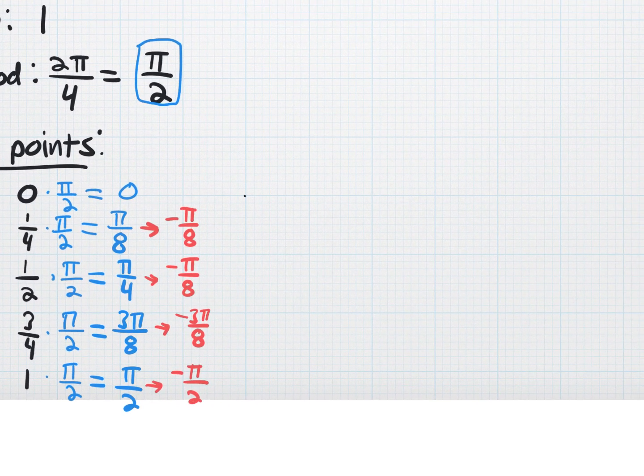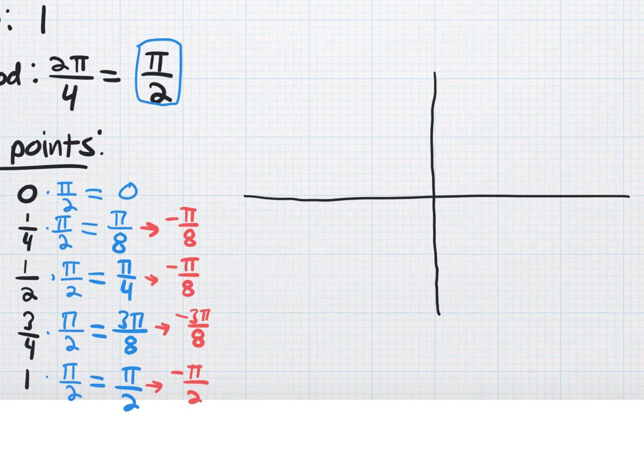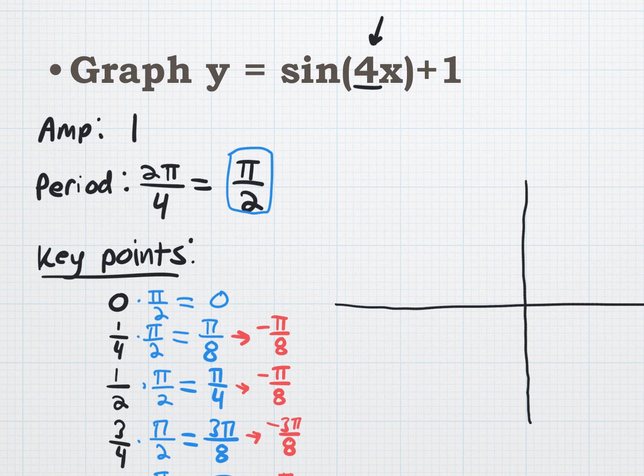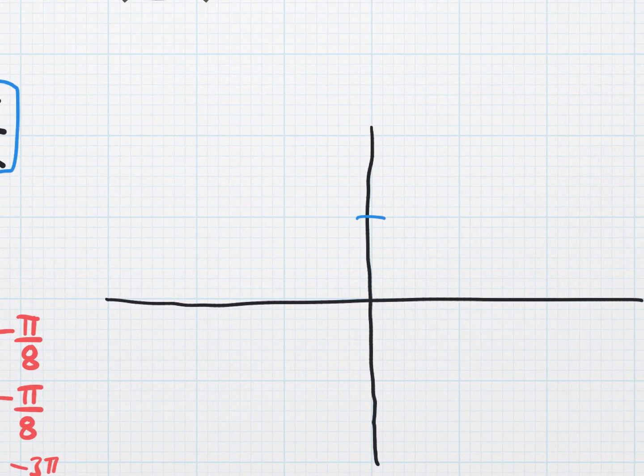And then from here, we can sketch a graph. I'll try to make it big enough so that you guys can see what's going on. All right, so let's label the amplitude. Remember, the amplitude is going to be the vertical distance. So we can mark a 1 and a -1. And then your key points are going to go along your x-axis. So I'm going to make a 0, a pi over 8, a pi over 4, a 3 pi over 8, and then a pi over 2.